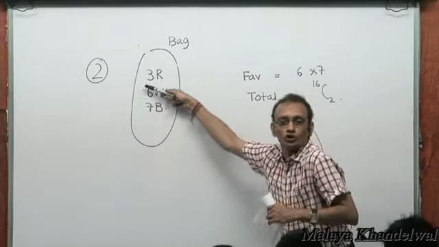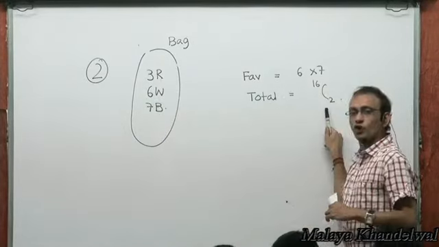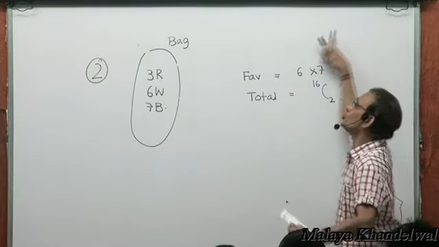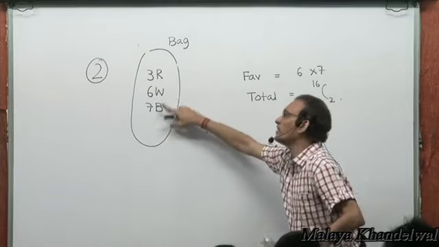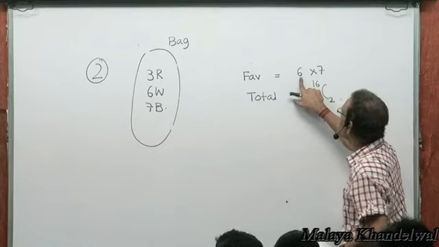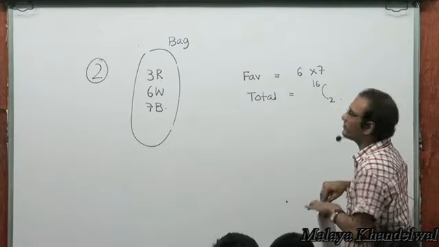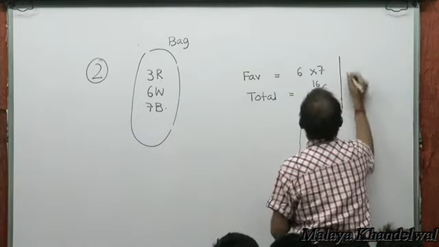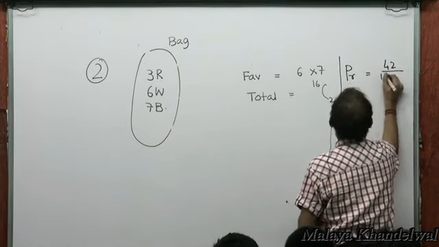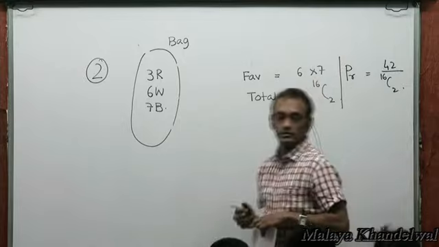Out of which if you want to draw 2, then these are the total number of ways of drawing 2 balls. Out of which how many are favorable? What's the favorable event? Drawing of a white and a blue ball. A white ball drawn in 6 ways, a blue ball drawn in 7 ways. So total favorable ways are 42. 42 divided by 16C2 would be the required probability. Clear?